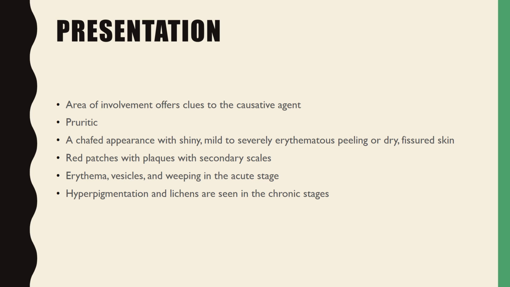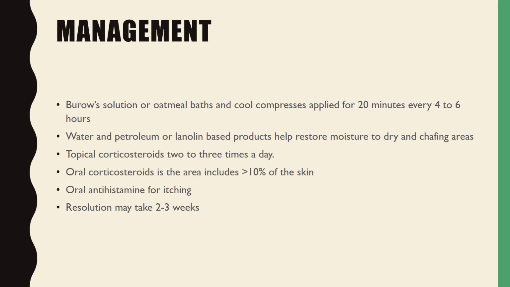A chafed appearance with shiny, mild to severely erythematous peeling or dried fissured skin. They can have red patches with plaques with secondary scales, erythema, vesicles, and weeping in the acute stage, and then hyperpigmentation and lichenification are seen in the chronic stages. And that lichenification occurs because they're itching, and you get an overgrowth of those skin cells and get that developed.